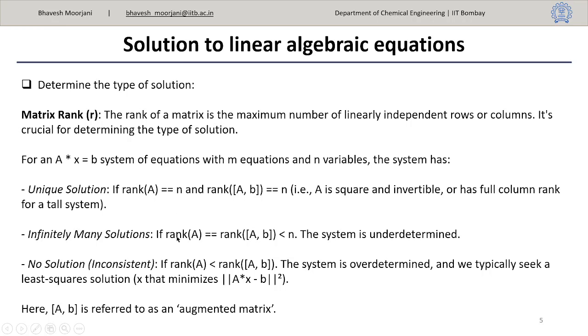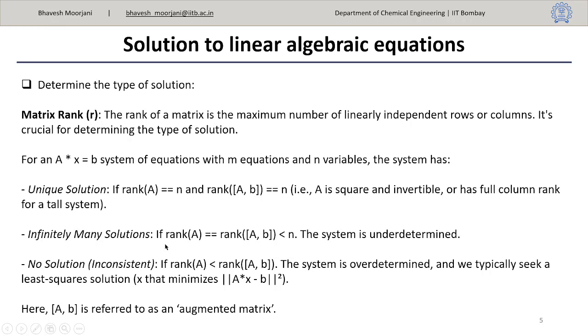If both the ranks are the same but their value is less than n, that means my system is underdetermined. I have some linearly dependent equations, so I might have infinitely many solutions.